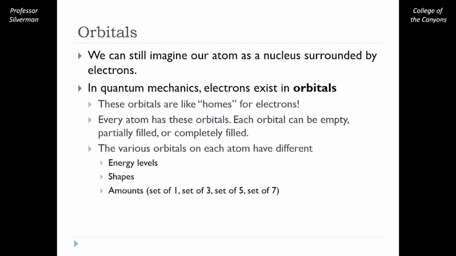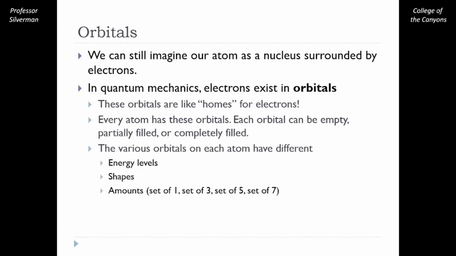All right, now that we're properly confused by all that terminology, let's try to picture what quantum mechanics actually tells us about the electrons in our atom. Well, we can still imagine our atom as a nucleus that is very, very, very tiny, containing our protons and neutrons. The rest of our atom is mostly empty space, occupied by those electrons. But now, in quantum mechanics, our electrons exist in orbitals. These orbitals are our homes for electrons. They're three-dimensional shapes where the electrons are at least most likely to occupy.